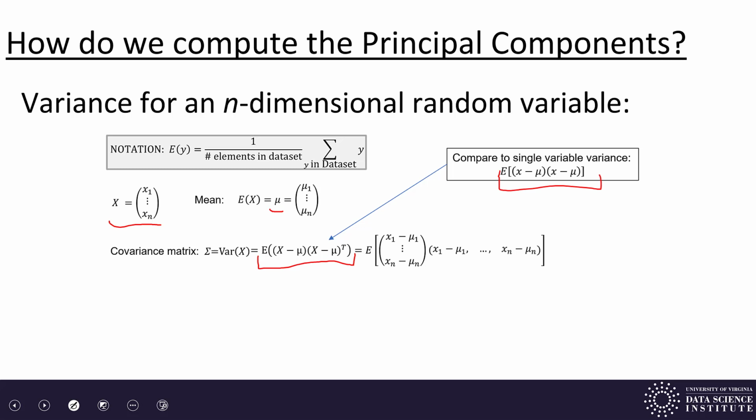So compare these two. The only difference is that in the multivariate, they're vectors, and we have this transpose on the second one. So what that transpose does on those vectors, when we do matrix multiplication, the transpose says we have the first x minus mu as a column vector, and the second x minus mu as a row vector. And then when we take their matrix multiplication, we get this matrix or this array that we have shown here.